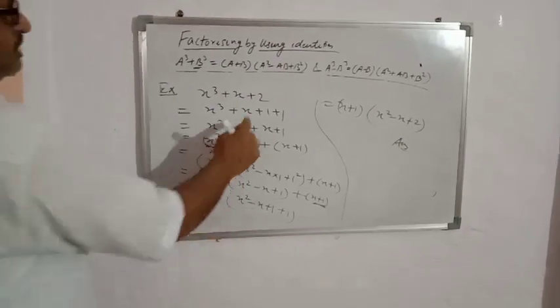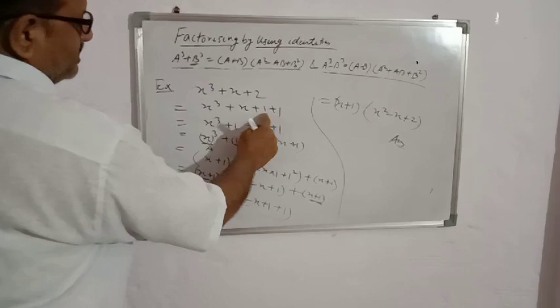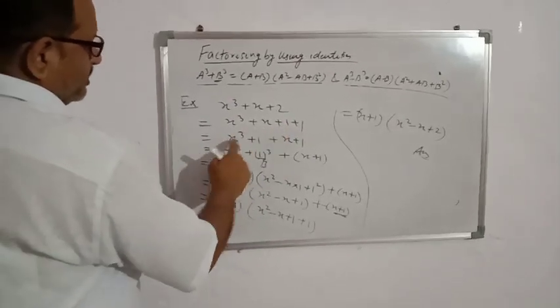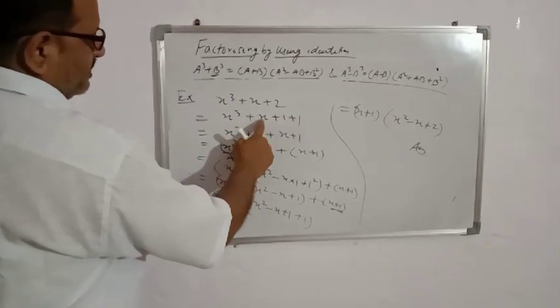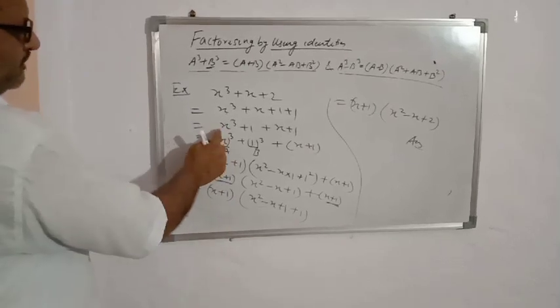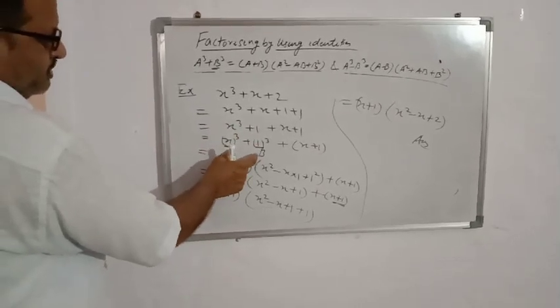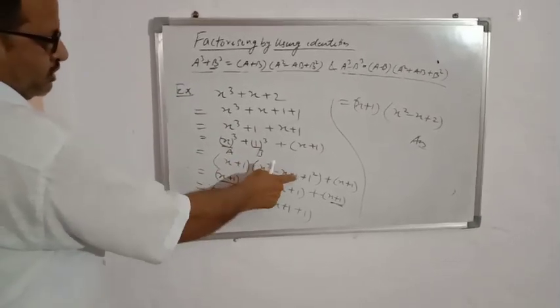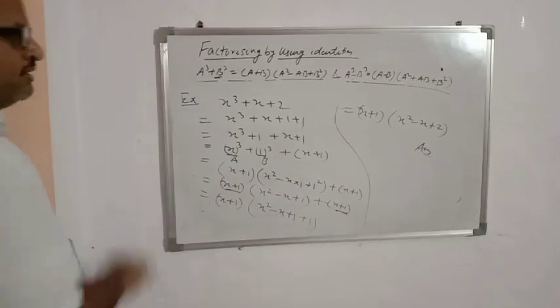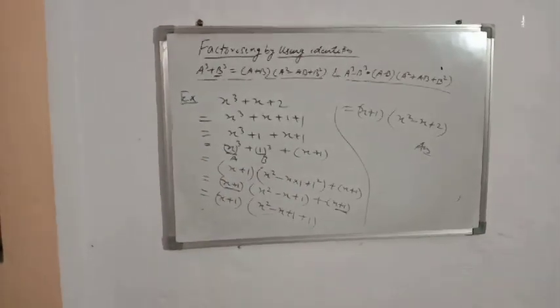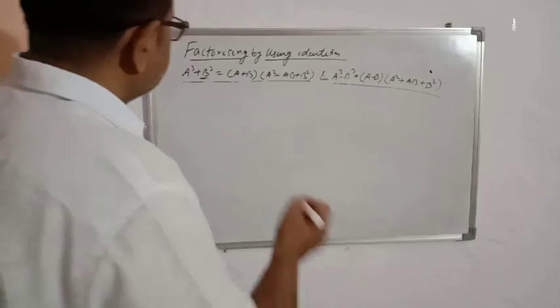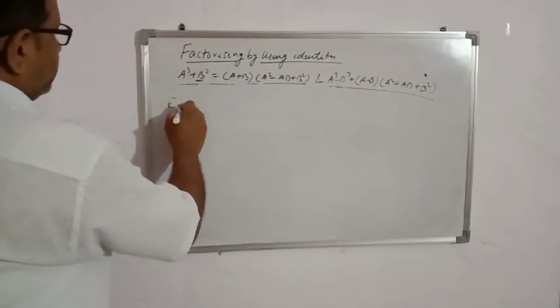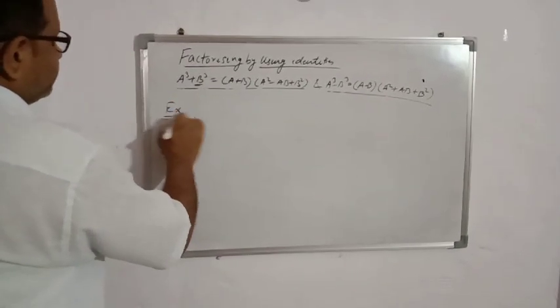So here we have to split 2 into 2 parts, 1 plus 1. Take 1 with x cube and the other 1 with x. Applying the identity a cube plus b cube on the first pair x cube plus 1 cube, after that take x plus 1 common in both. Now we will see the last question, the last example based on this identity.